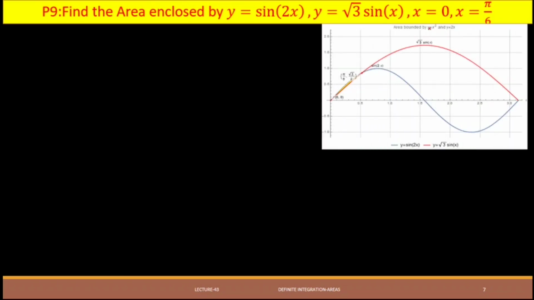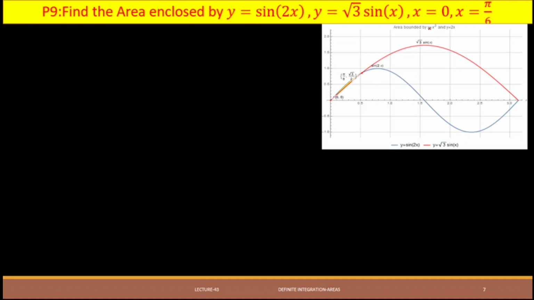Here is our next problem. Find the area enclosed by the curves y is equal to sine 2x and y is equal to root 3 into sine x, and x is equal to 0 and x is equal to pi by 2. Hope you know these two curves, sine 2x and root 3 sine x, we have discussed in these graphical transformations. Let me plot these two graphs, and this is how the graph looks like.